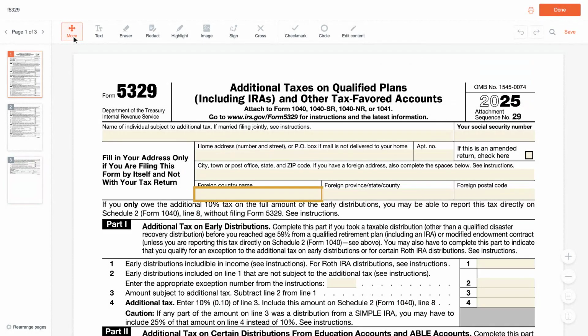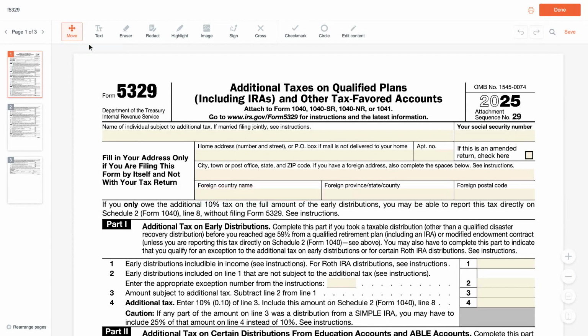Form 5329 reports additional taxes on early or improper withdrawals from retirement accounts. The most common situation is Part 1, the 10% early withdrawal penalty when you take money out of a traditional IRA or 401k before age 59 and a half. Let's fill that out.